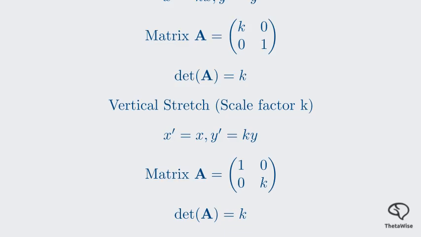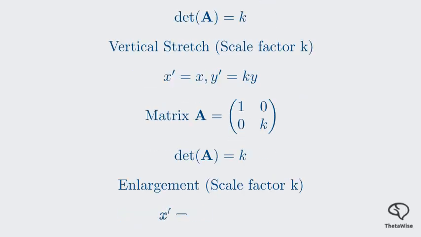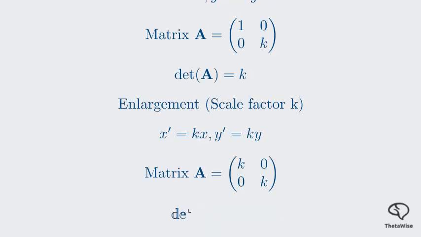Finally, we have an enlargement. This is a special type of stretch that is uniform in all directions. In an enlargement, a point (x, y) is moved to (kx, ky). Its distance from the origin is scaled by k. The matrix is a scalar matrix, (k 0; 0 k), and its determinant is k squared. If the scale factor k is between 0 and 1, we call this a reduction.